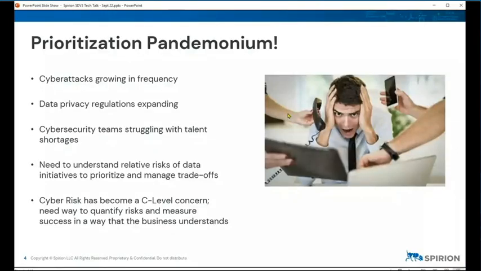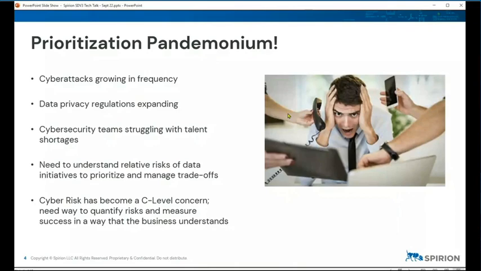So what problems exist today? We're looking at prioritization pandemonium. Cyber attacks are growing in frequency. I've heard an interesting statistic that every 39 seconds there's a new attack somewhere on the web. So there's definitely more cyber attacks on the horizon. And that's causing a data privacy regulations expansion. There was a Gartner quote: by 2024, 75% of the global population will have its personal data covered under privacy regulations. So the problem of cyber attacks growing in frequency is causing a response, regulations and controls around that problem to try and contain it.